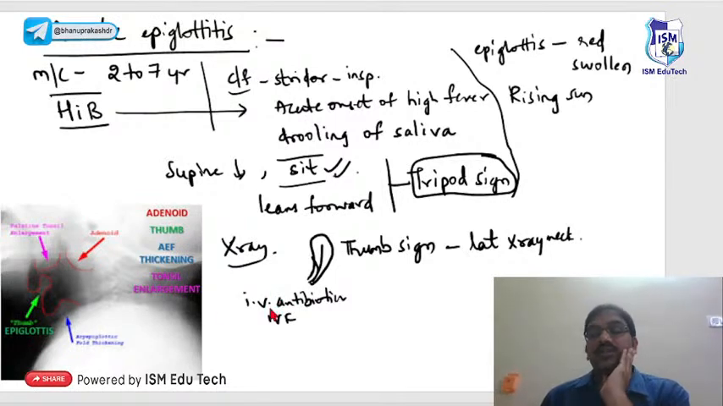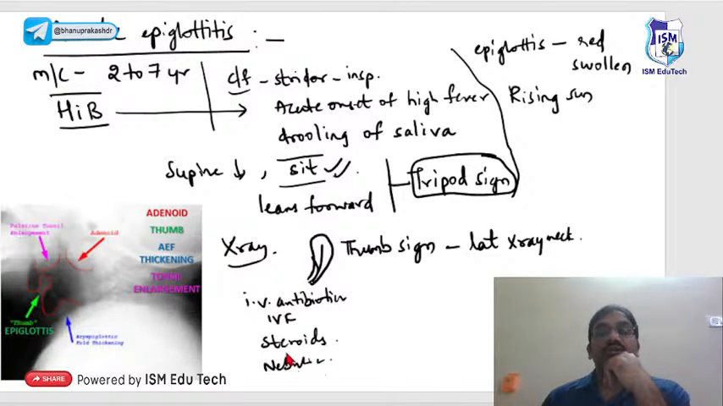So what happens here, you have to provide the alternate IV route, IV fluids, and also give adequate steroid. Inhalational steroids are preferred, because systemic steroids are unnecessary when high grade fevers are there. So better to avoid systemic steroids, and with the help of a nebulizer, you can give steroids also. Okay, so this is all about epiglottitis.